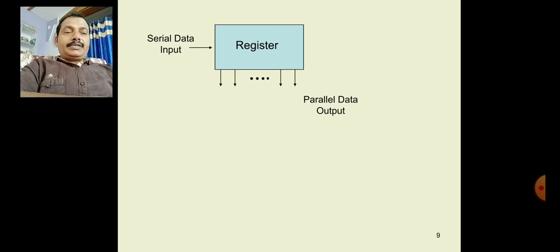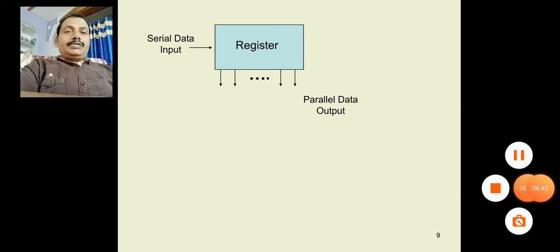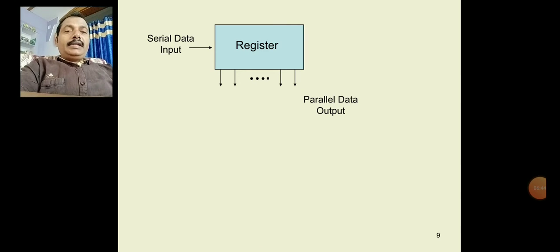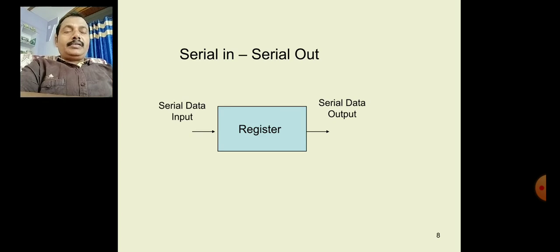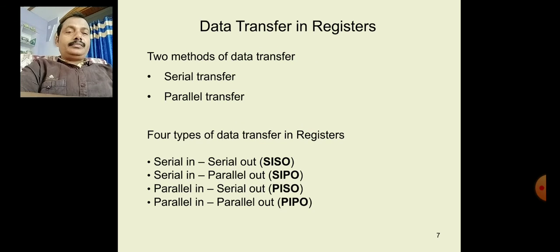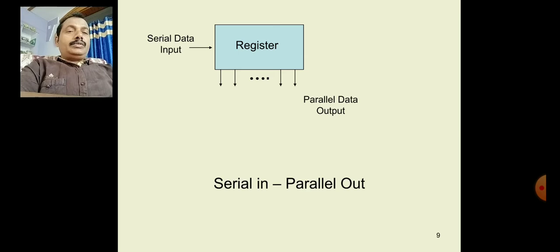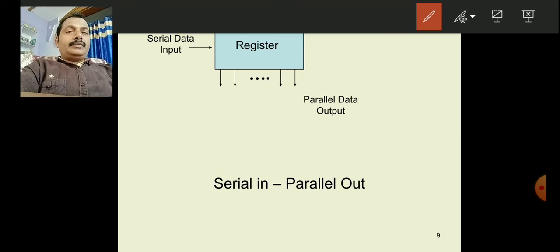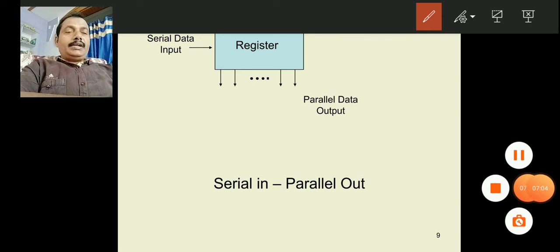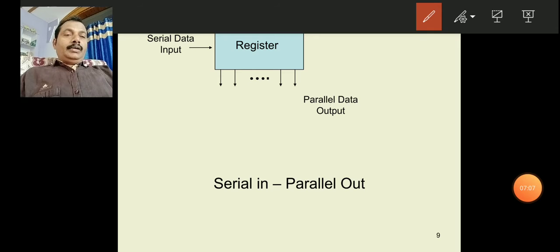Another classification is serial in, parallel out shift register. So the data is serially entered into the register, and it is collected outside parallelly. So the collected parallel output is available at the output.